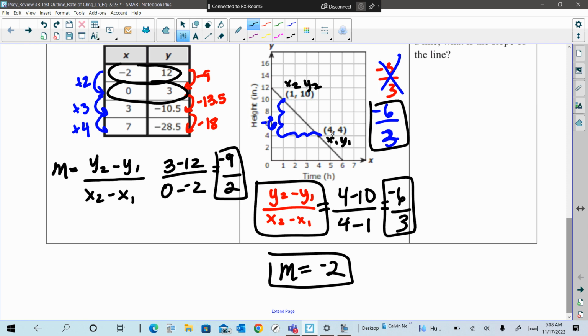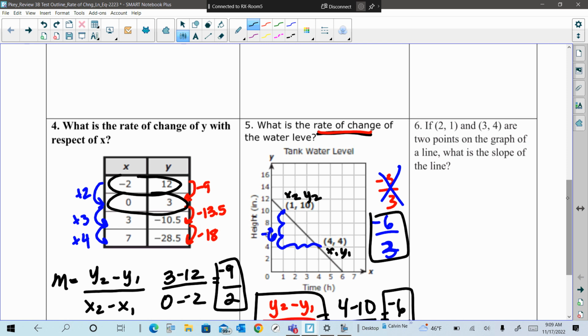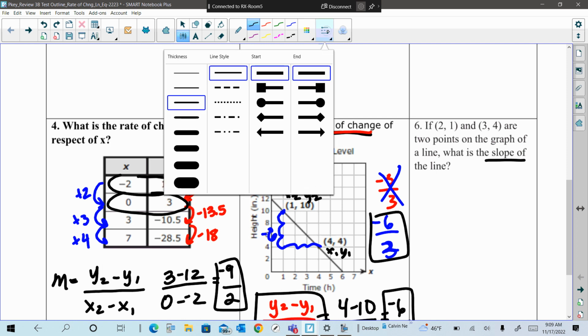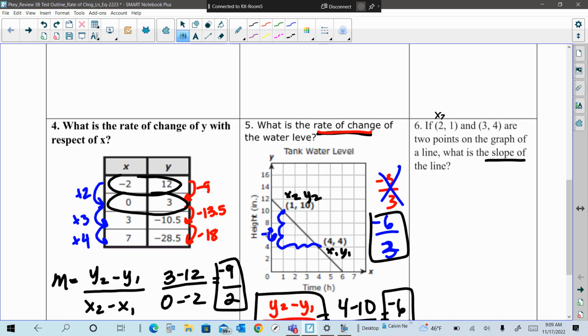Well, then I would say label it. You decide. Put the x2 and y2 on there, and then put the x1 and y1. Are we okay with using the formula to get to the answer? So now we get to number 4: if (2, 1) and (3, 4) are 2 points on the graph, what is the slope of the graph? Oh, sorry, I want to make that x1, y1, x2, y2. We're going straight to the formula.